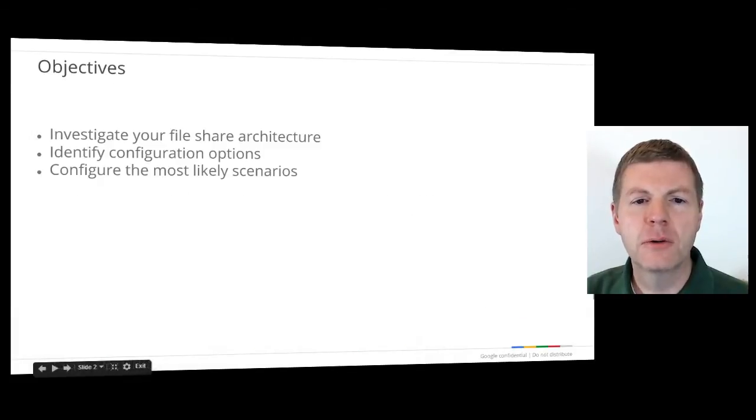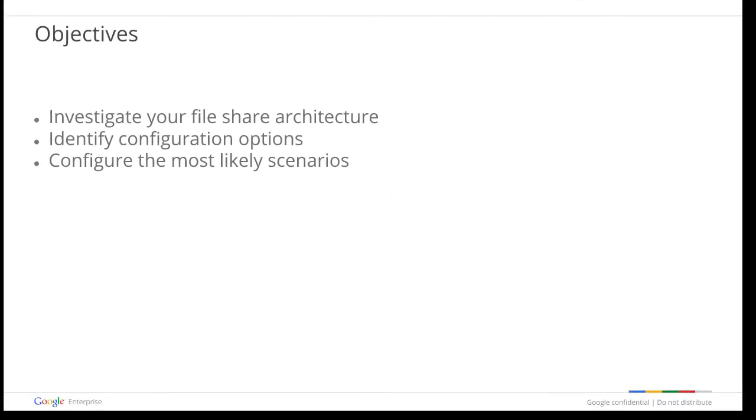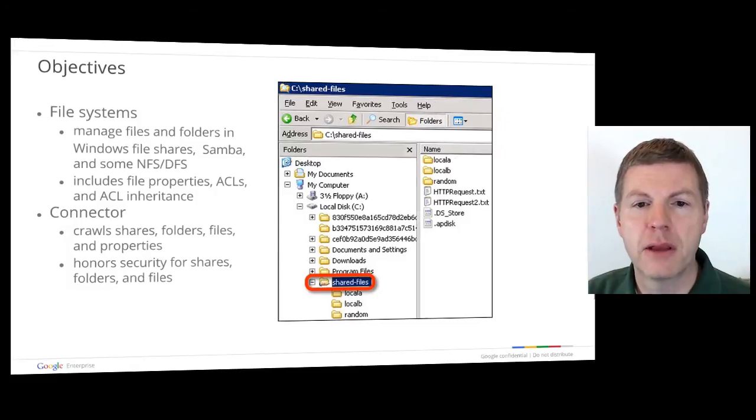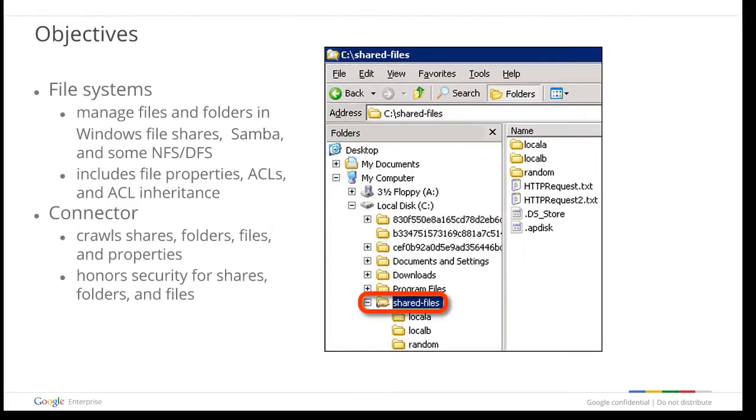In this session, we'll learn about how to use the File System Connector to crawl and serve secure file system content. The File System Connector is primarily designed to work with Windows file shares. Windows uses the Server Message Block or SMB protocol. You may also see references to Common Internet File System or CIFS. Both of these are identical for our purposes.